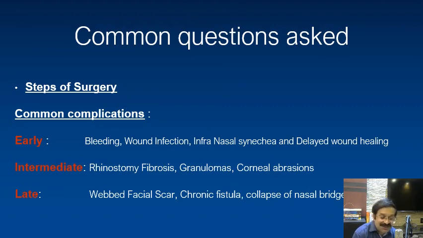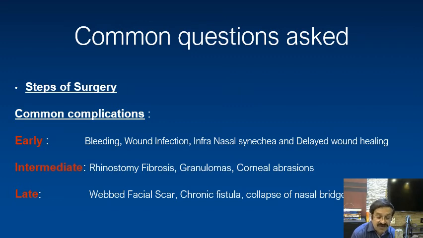Next, common complications. Complications are usually asked, a very common question. So it's better to divide them into early, intermediate, and late complications. Early complications, obviously, of any surgery would be bleeding, followed by wound infection. Then there is intranasal synechia and delayed wound healing. Intermediate would be rhinostomy fibrosis, granuloma, and corneal abrasions.